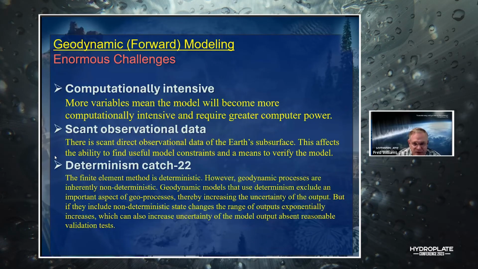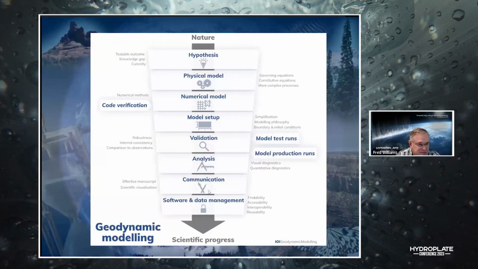Determinism catch-22. I don't want to spend a ton of time on that. It's one that I mentioned in the paper, and basically, Baumgartner uses the finite element method, which is deterministic. However, geodynamic processes are definitely non-deterministic. And so read my paper if you want more details. Determinism basically yields the same result given the same inputs. It makes life easier if you're trying to test something. Conversely, non-determinism is a property whereby the same inputs can produce different results.